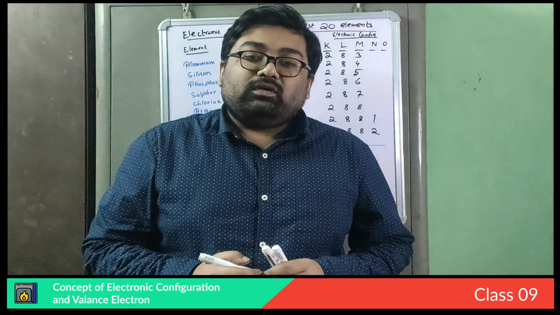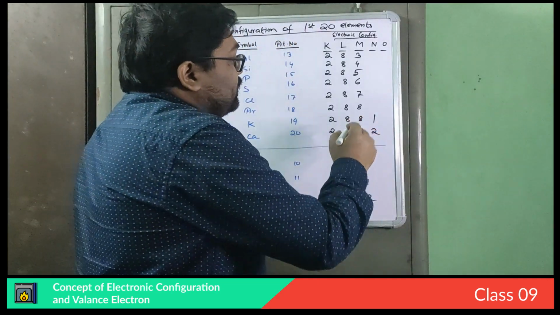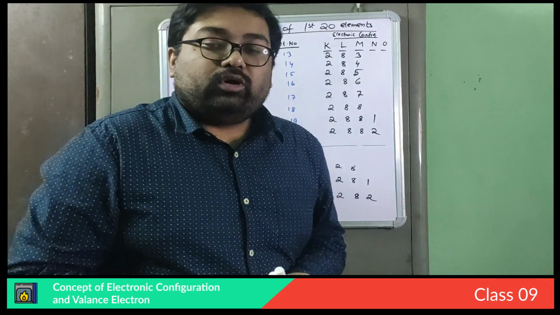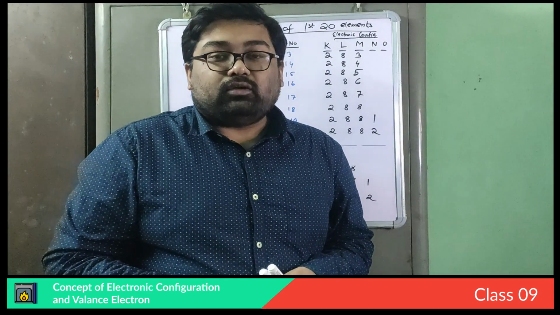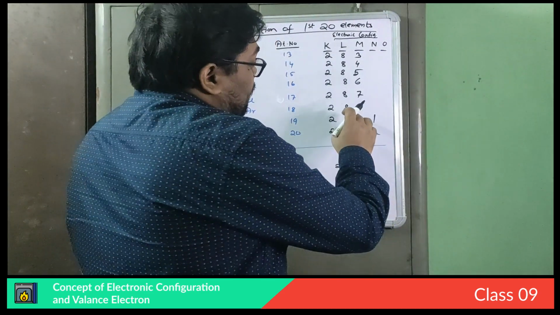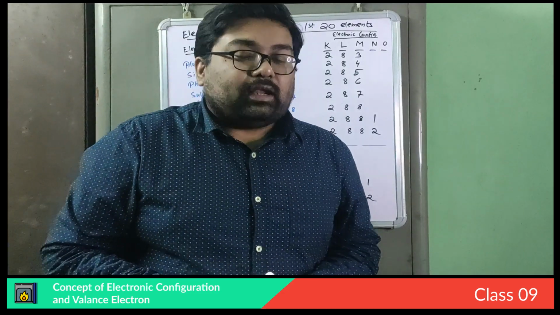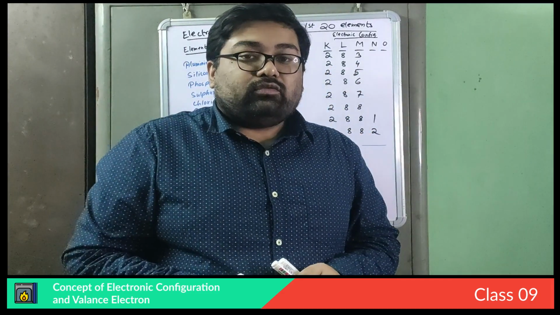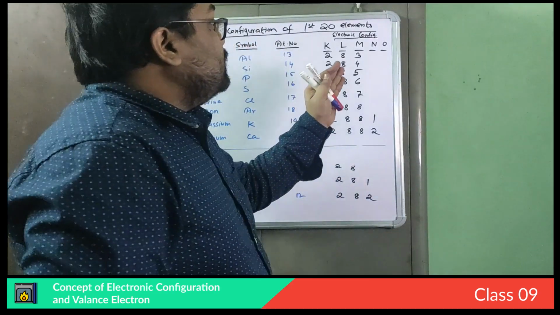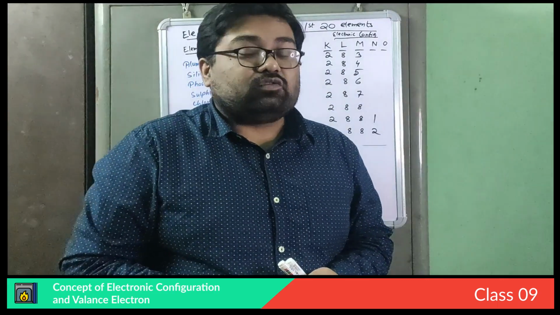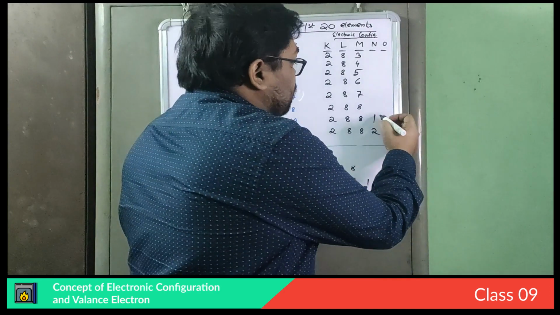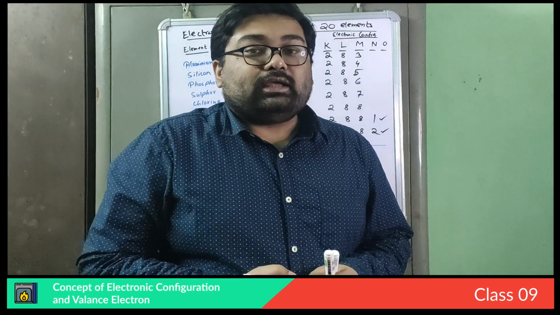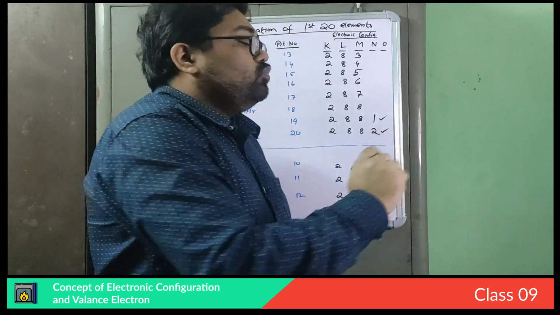Now you may ask me, sir, why is it written as 2, 8, 8, 1? We know that the M shell can accommodate a maximum of 18 electrons. So I might have easily written 2, 8, 9 here, as it can easily accommodate 9 electrons. But in reality, this does not happen. The correct electronic configuration for potassium and calcium is 2, 8, 8, 1 and 2, 8, 8, 2.